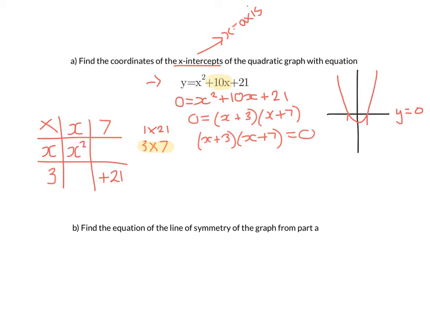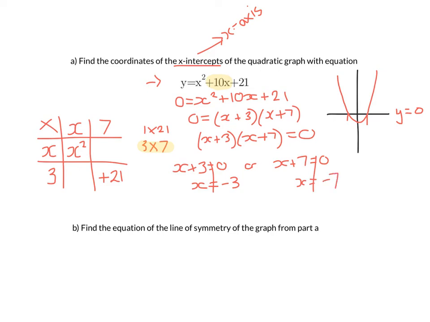So now I know that I've got a number times by a number is equal to 0. So either x plus 3 is equal to 0 or x plus 7 is equal to 0 or both. And then it's two tiny little balance methods. So that means x, take away 3 from both sides, is negative 3, or x, take away 7 from both sides, is negative 7.